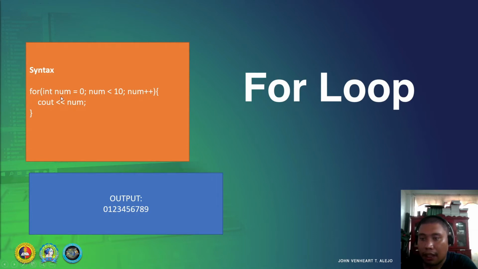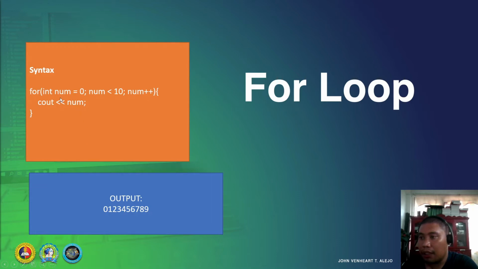The first argument defines the start of the loop. The second is the condition where to end the loop, as well as the increment of the iteration. We can use increment or decrement. So inside the left brace and right brace are the statements that will execute if the condition is true. Based on this example syntax, we can output 0 to 9.